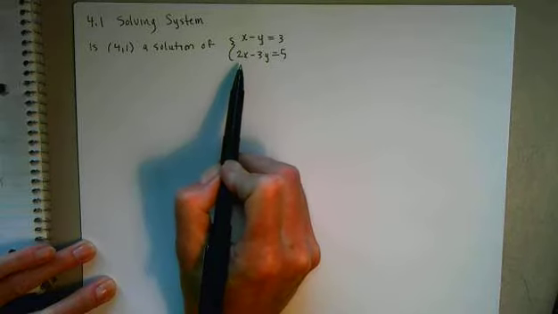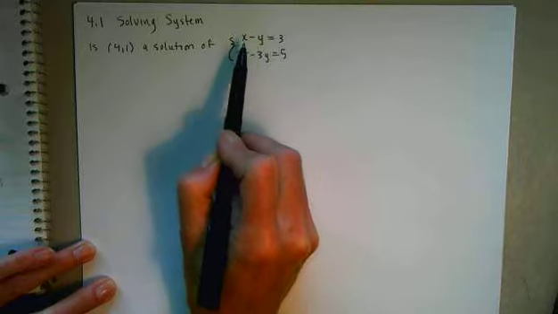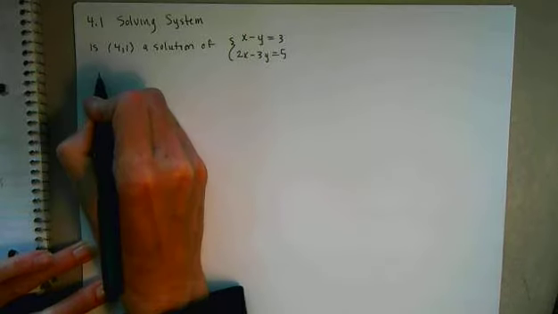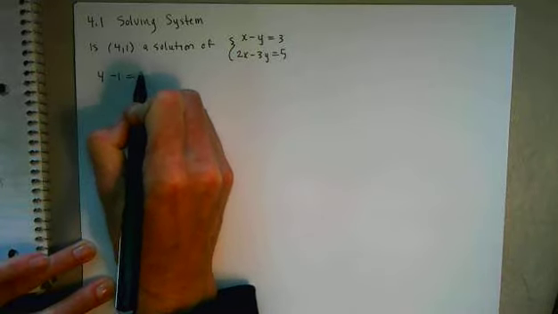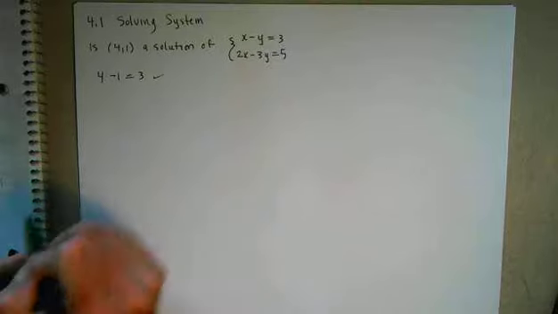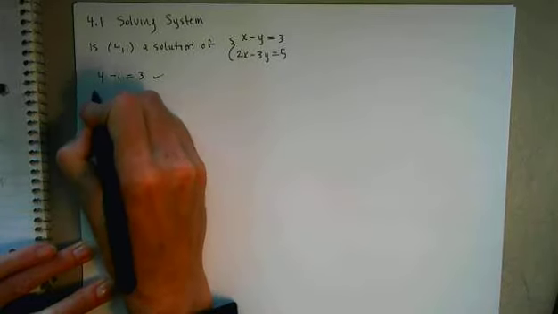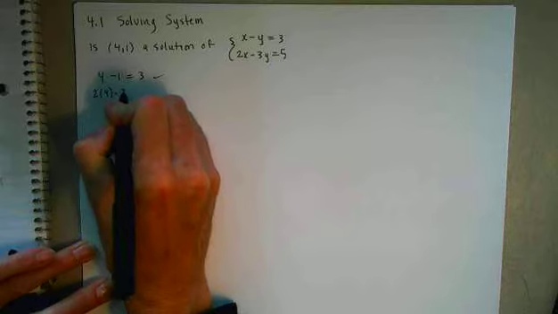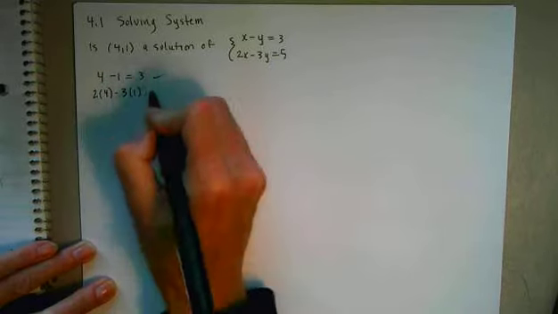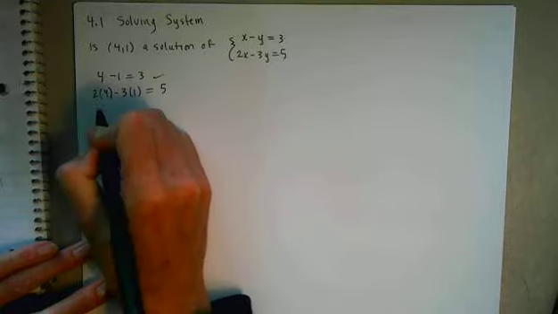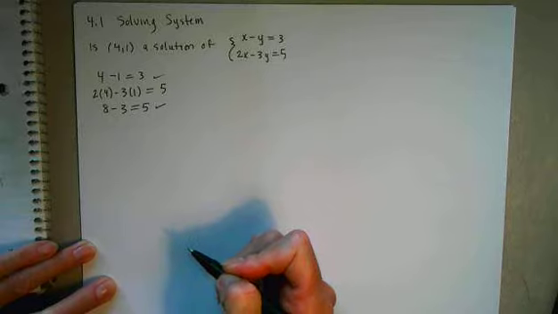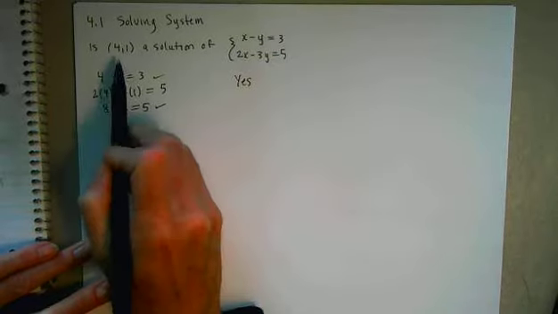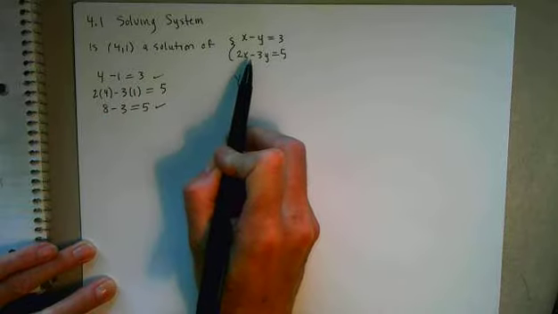So all you have to do is plug it in and see if it's true in both lines. So I'm plugging x in, which is 4, in for the x right here, and y, 1. So I have 4 minus 1 equals 3. And we can see that, oh, yep, that's true. Now let's check it in this one. I have 2 times 4 minus 3 times 1 equals 5. So I have 8 minus 3 equals 5. And yep, that's true too. So our answer to this problem is yes, this is a solution of this system.